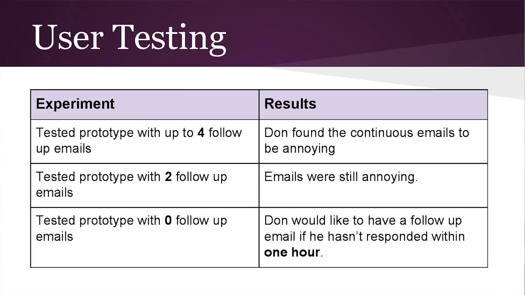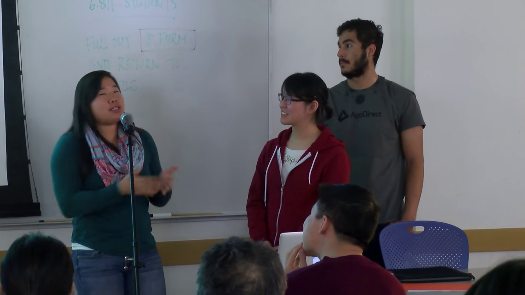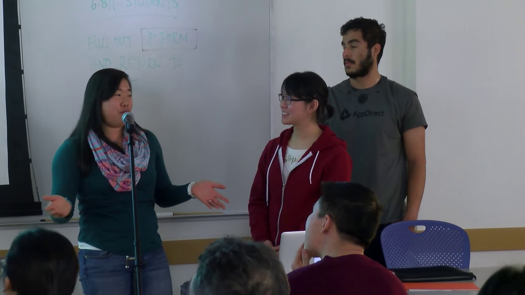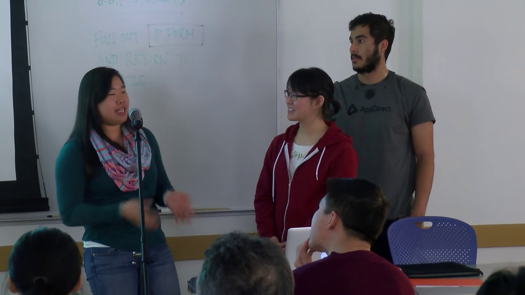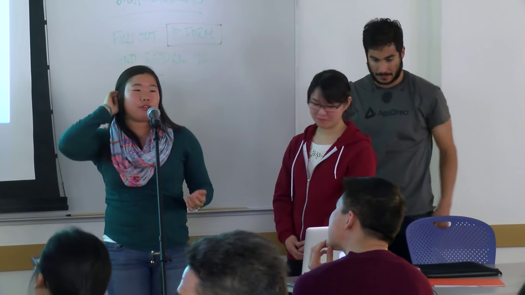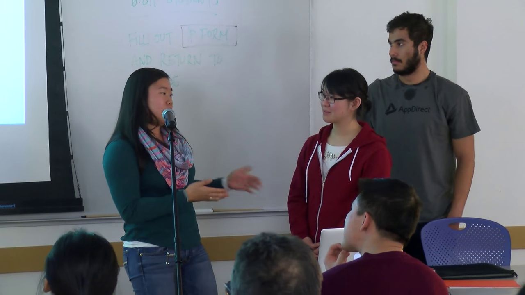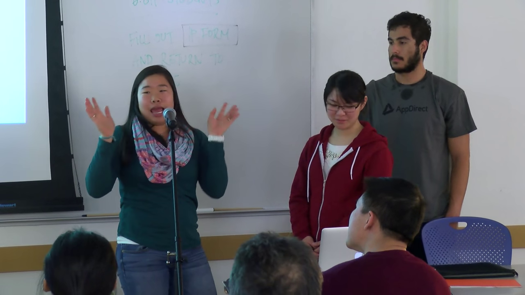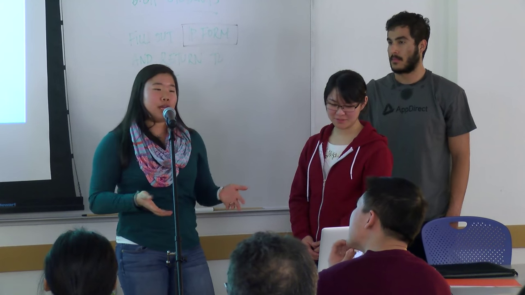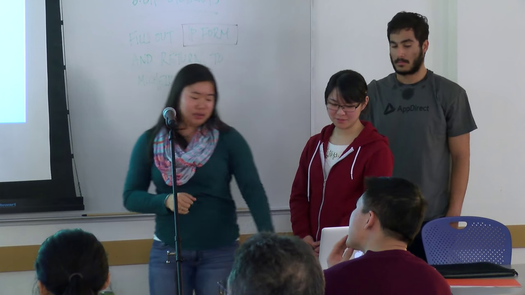So we tried to limit that to 2 emails because we still wanted to see what the threshold of emails was that we could send before he got so annoyed at us that he would chuck his phone at the door. He still found them annoying, but then we tried testing him with 0 follow-up emails, and we found that he still liked the idea of having to respond and having someone, aka your friendly reminder, follow up on him within an hour to make sure that he checked.